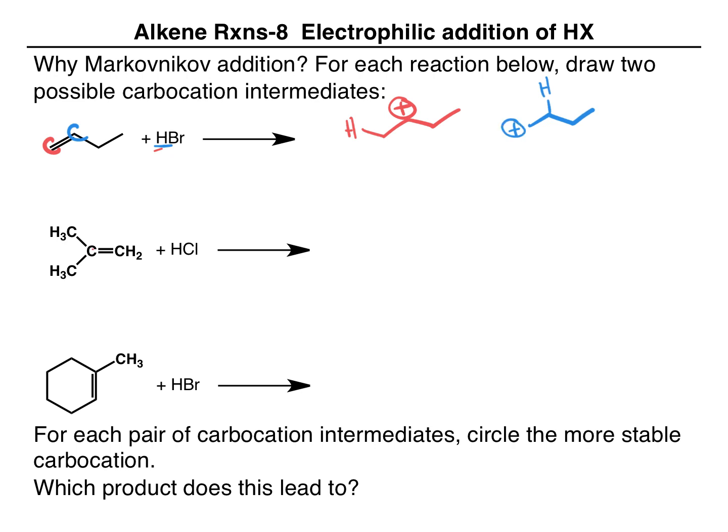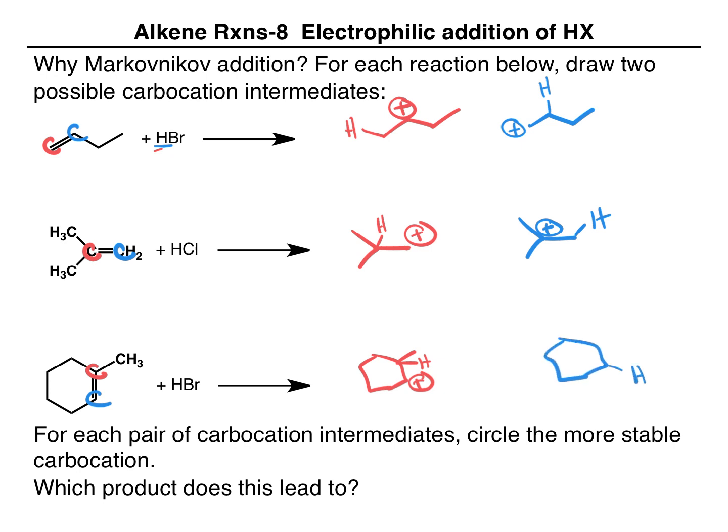Let's do the same thing here. If this carbon is the one that grabs the hydrogen, then this is our carbocation, right? Because this carbon's connected to an extra hydrogen. If this is the carbon that grabs the hydrogen, then here's our extra hydrogen, and this is our carbocation. Finally, if this carbon is the one that grabs the hydrogen, here's our extra hydrogen, and this is our carbocation. If this is the carbon that grabs the proton, then our extra hydrogen is connected here, and this is our carbocation.